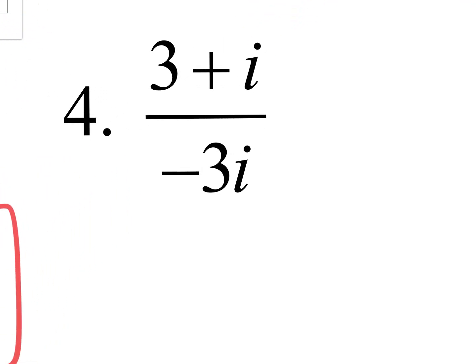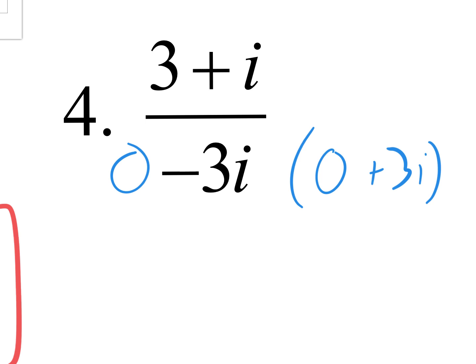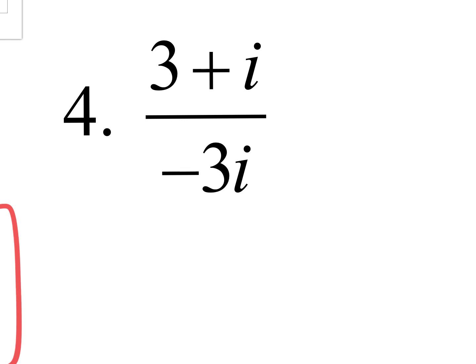Last one. This one's actually easier than the rest because down here you do not have a binomial. I mean, you could say, well, the real part is 0, and then you could multiply by 0 plus 3i, right? But that's kind of a waste of time. There's an easier way of doing it. So let's not do that. The easier way of doing it is recognizing that there's only one term right here.